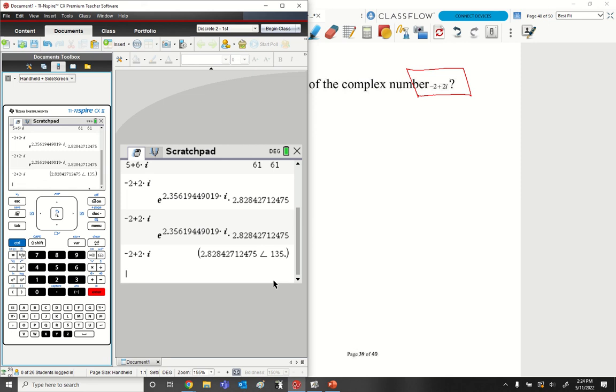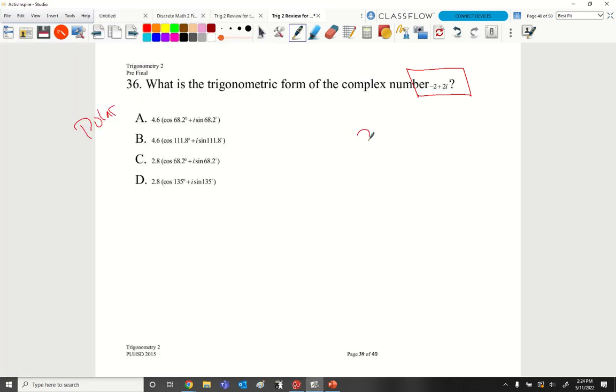Now, if you look right here, I want you to see this, because this is how you read this answer. This is your radius. So this is actually cosine i sine. Your angle is theta. So it's going to be 2.8 CIS, cosine i sine, of 135 degrees. Simple as that. It's the abbreviation. The answer is D.